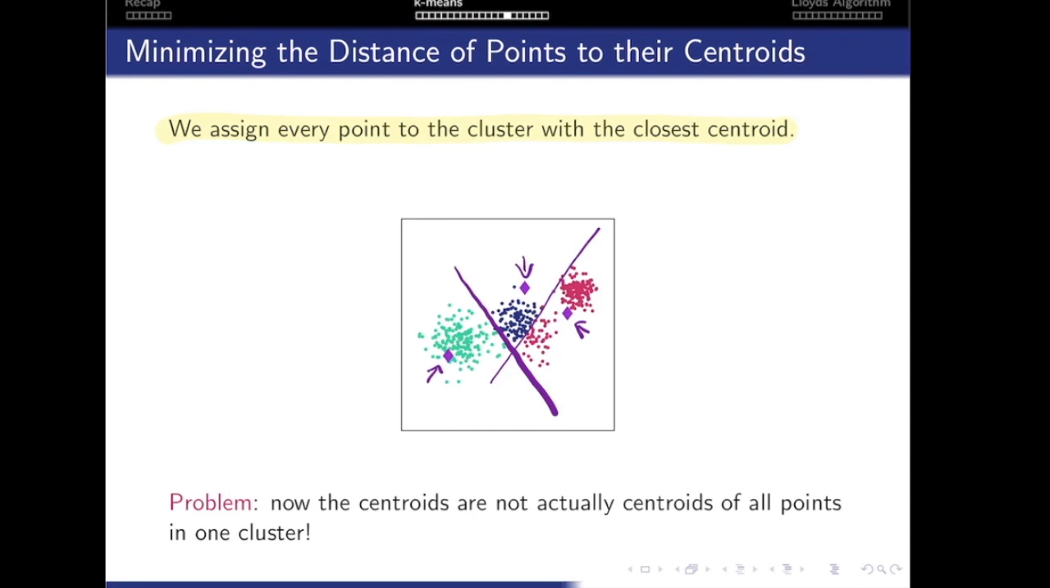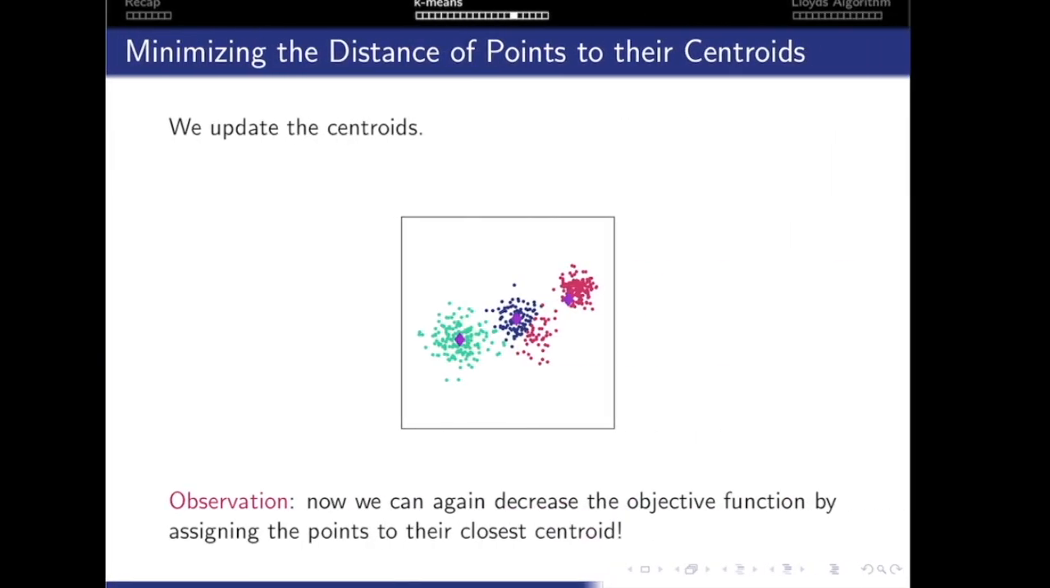Now the thing is that these centroids, so the purple diamonds, are actually not centroids of the points in one cluster, right? So what should we do? Well, we compute them, right? So we compute now the centroids of all the points which are green, and of all the points which are blue, and of all the points which are red. And now we could again decrease the objective function by assigning the points to the closest centroid, right?